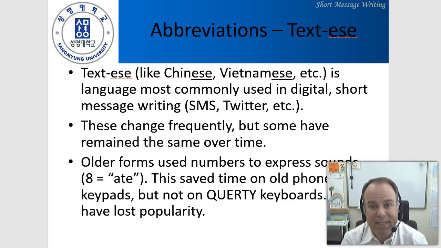So first of all, textese. It's kind of like Chinese or Vietnamese, Japanese. It's a kind of language in its own right, right? And it's generally used in digital formats, and short messaging, SMS, Twitter, and so forth. These words or abbreviations change quickly, generally, but some have remained relatively consistent over the years. Older forms used numbers to express sounds, like 8.